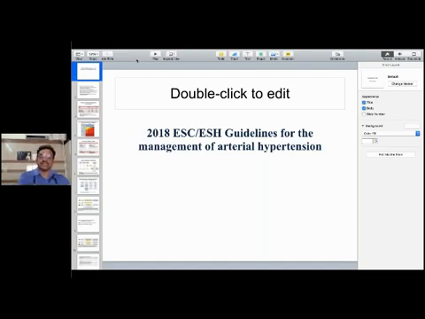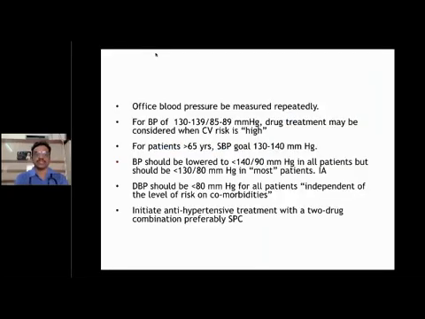So office blood pressure should be measured repeatedly. One single measurement is not important. For a blood pressure of 130 to 139 and 85 to 89 mmHg, drug treatment may be considered when the risk is high. So this is high normal. It cannot be treated immediately. Only if the risk is high or the patient has CAD, we should treat this. For patients greater than 65 years, the SBP goal is 130 to 140. And BP in other patients below 65 years should be lowered to less than 140/90 in all patients.